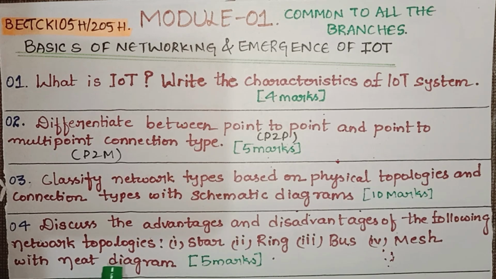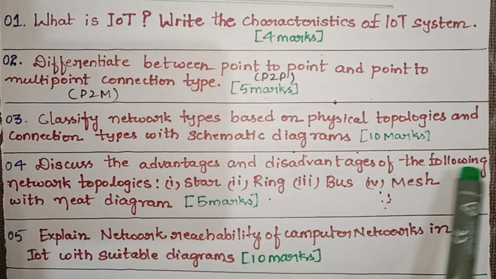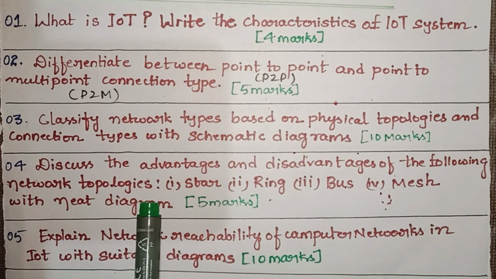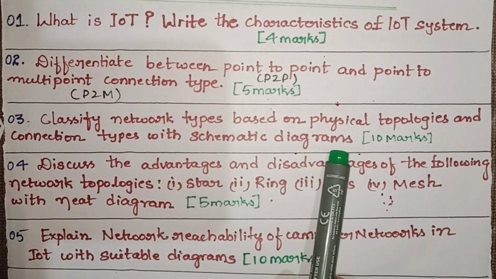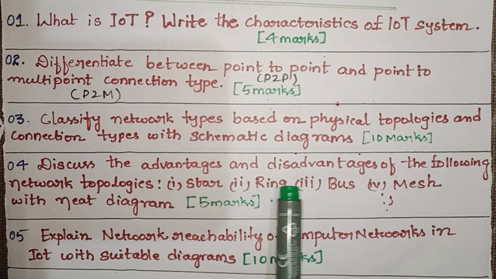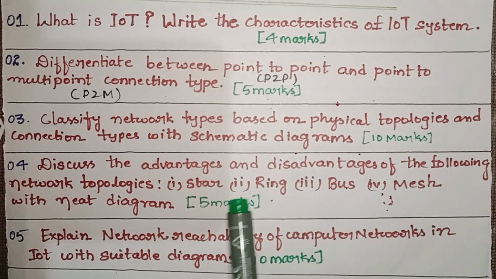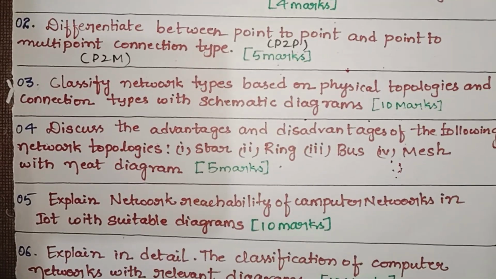And the next question is, discuss the advantages and disadvantages of the following network topologies. In the previous question we have seen we have to explain star, bus, mesh and ring with suitable diagram, and here you have to explain the advantages and disadvantages of using star, bus, mesh and ring. That is what they may ask for 5 marks.